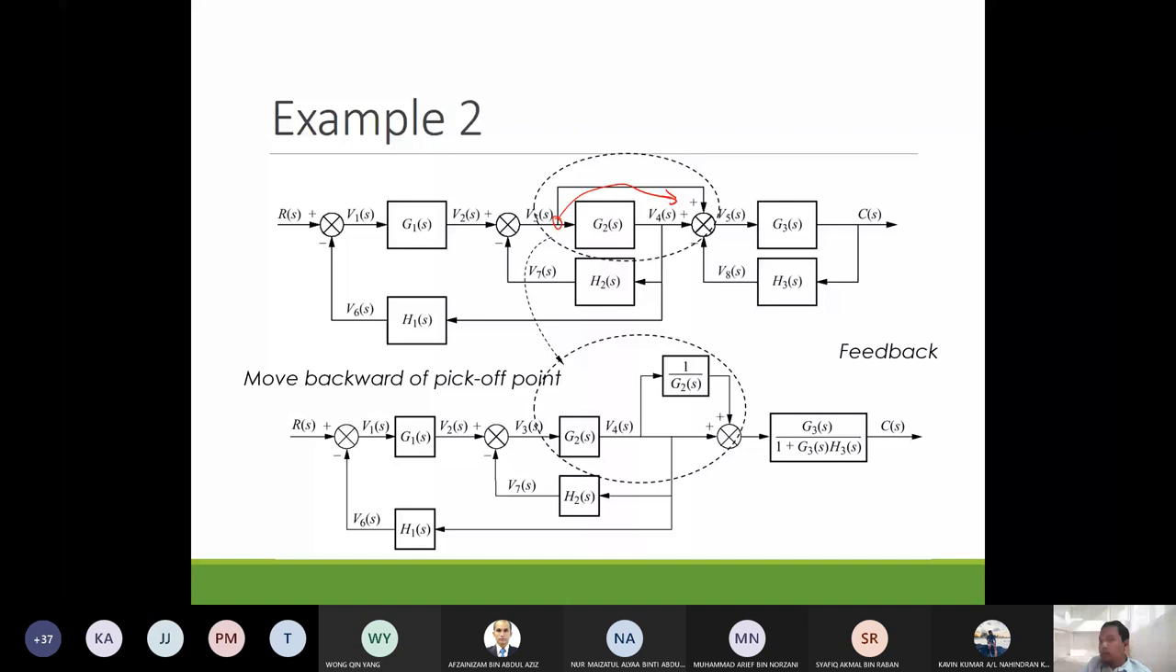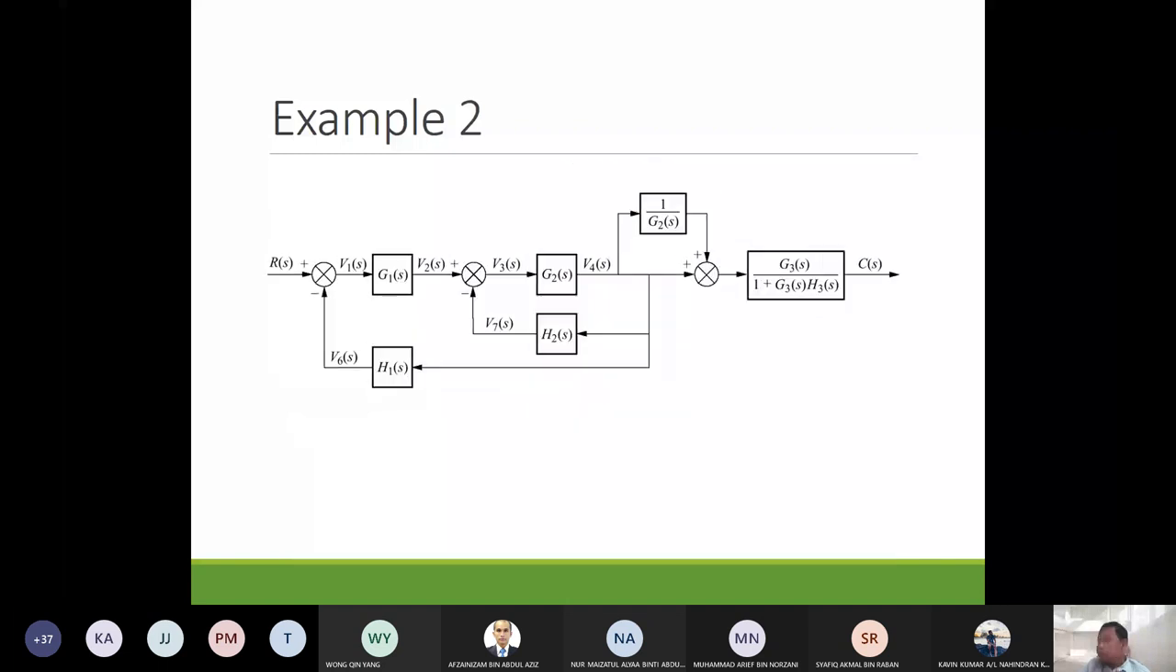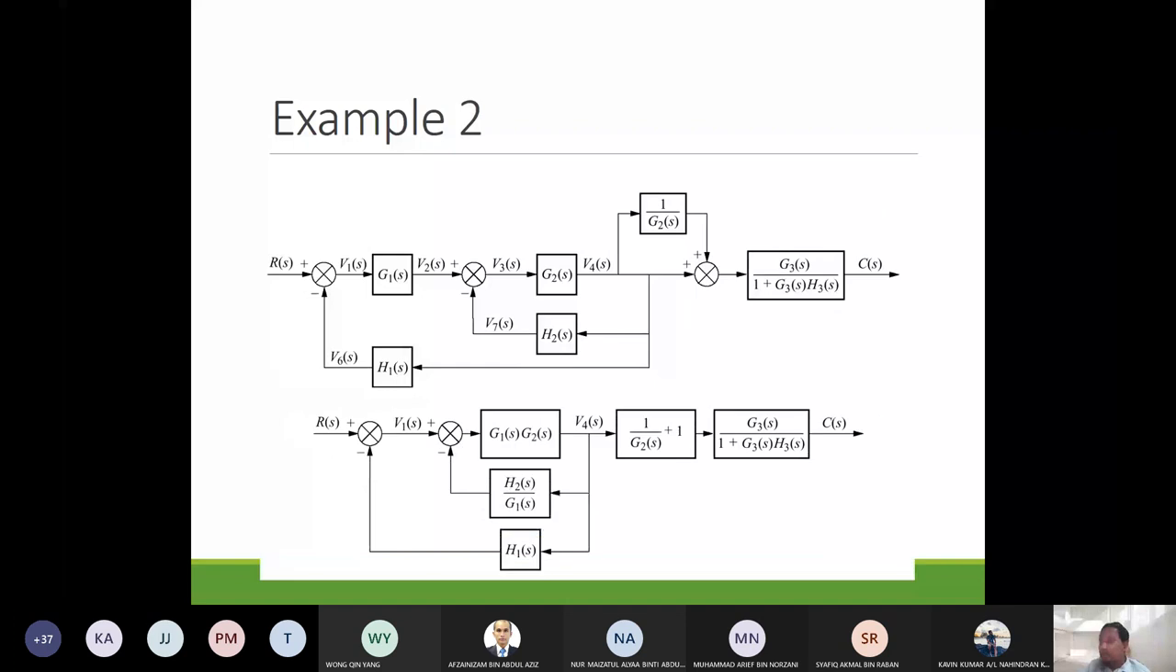Then after you get this kind of arrangement, you can further simplify or repeat the process. Firstly, you need to look for a cascade. Again, you need to repeat the process by looking at the cascade, parallel, feedback, and so on. So we start with cascade. There are no cascades again. And then we continue with parallel arrangement.